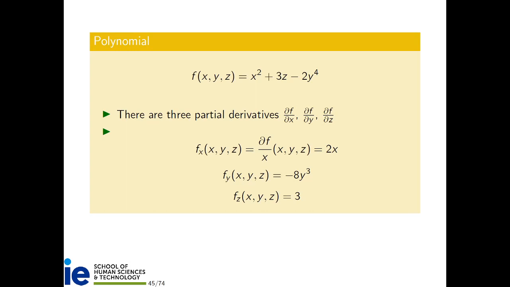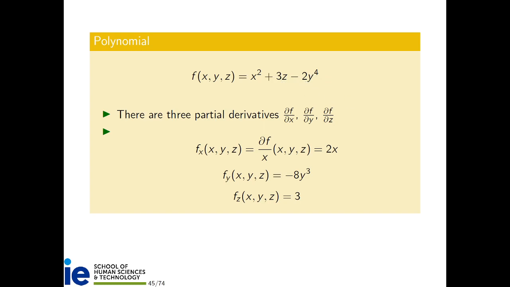Suppose I have a function f of three variables, x squared plus 3z minus 2y to the 4. So here I have three variables that are known and that can vary. So what I can do is to compute the derivative with respect to x, the derivative with respect to z, and the derivative with respect to y.